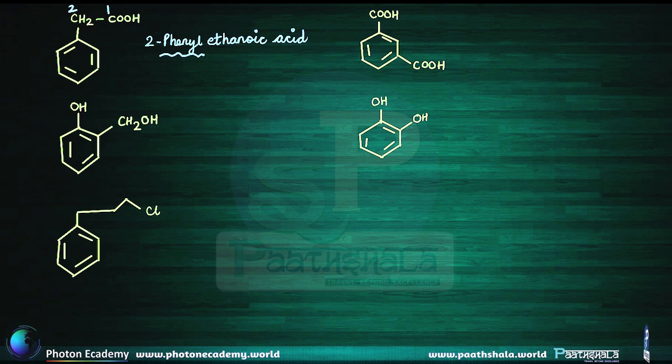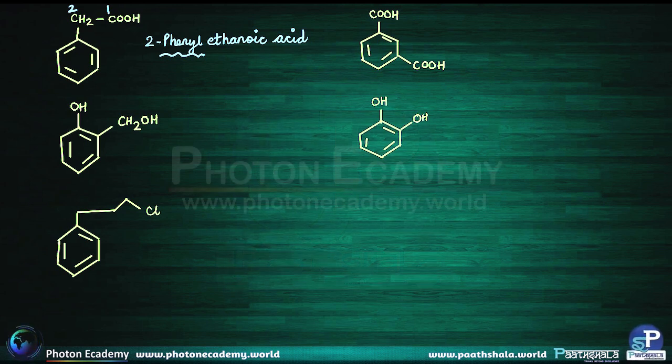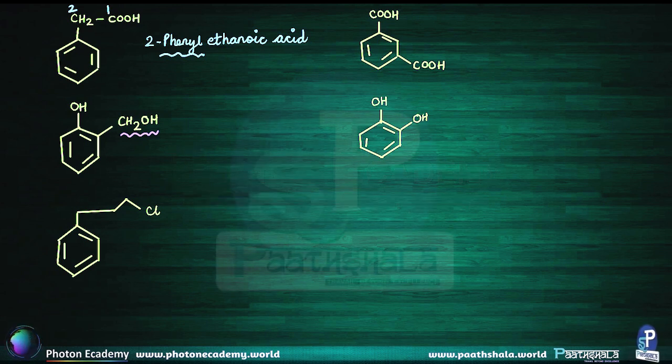Moving on to the next one that we have over here. In this one, we see that we have the presence of a phenol. And phenol we know was a benzene ring attached with OH. That is, this particular part becomes the phenol, and this now is the substituent. So what is the name of this compound? We call this 2-hydroxy phenyl methane.